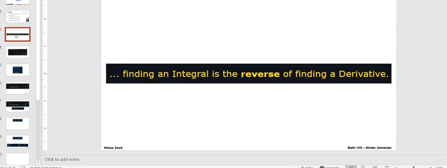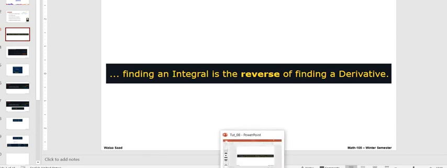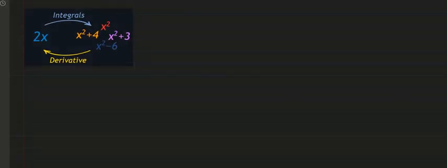So finding an integral is the reverse of finding a derivative. They are exactly opposite in operation. Like when we want to get rid of 2 times x and solve for x, what shall we do here? Let me show you what I mean. If we have, for example, 2 times x equals 4 and we need to solve for x, we would divide both sides by 2, right? In order to get x as 2.